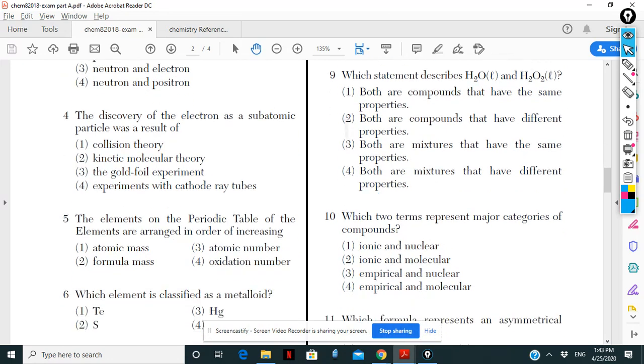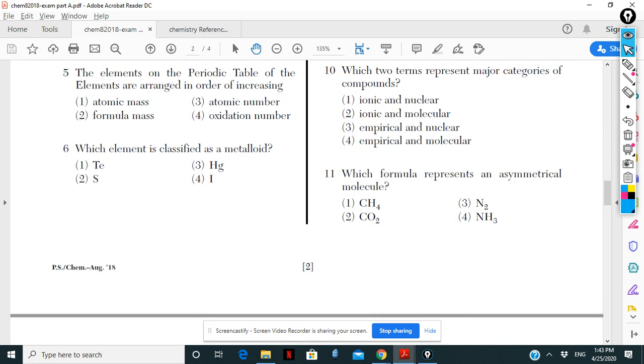Okay. Question number 10. Which terms represent major categories of compounds. So compounds are, as I know, two elements connected together. These two elements are connected either by ionic bond or covalent bond. If it's by ionic bond, it's going to be an ionic compound. If it's covalent bond, it's going to be a molecular compound. So the major categories of compounds are going to be ionic and molecular.